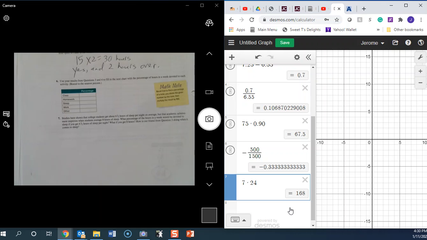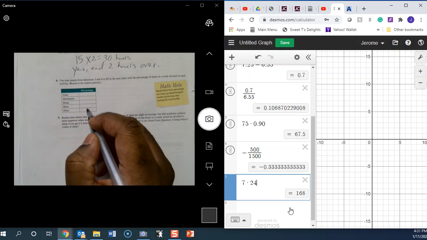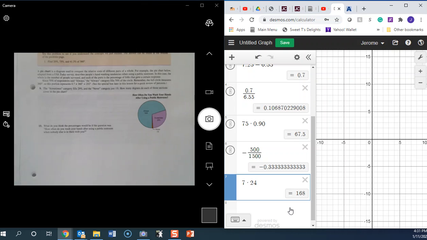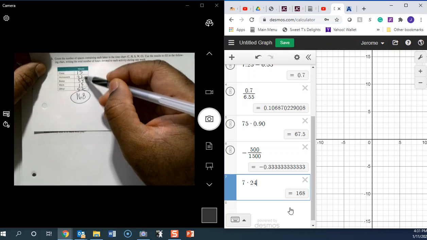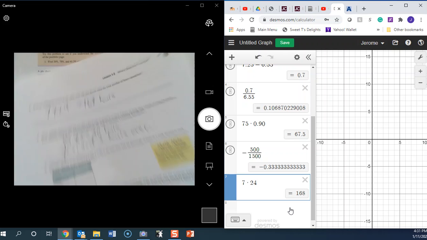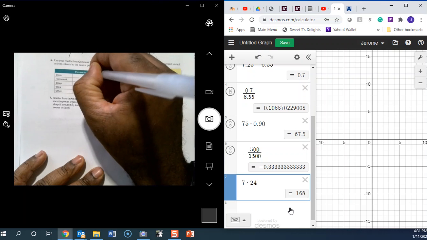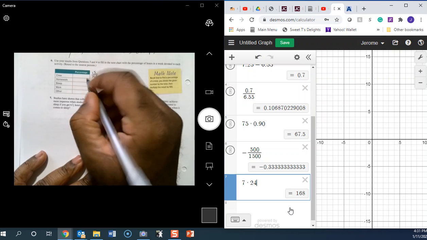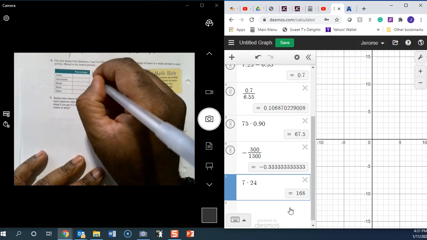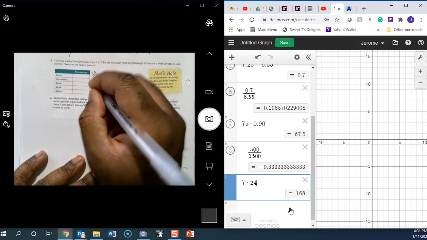Number 6, it says use your results from question 3 and 4 to fill in the next chart with the percentages of hours in a week devoted to each activity. Round to the nearest percent. I'm going to write the percentages in here. But at the bottom of this page, these were the values. I'm going to put all of these values over 168. So we had 15 over 168. The homework was 32 over 168.